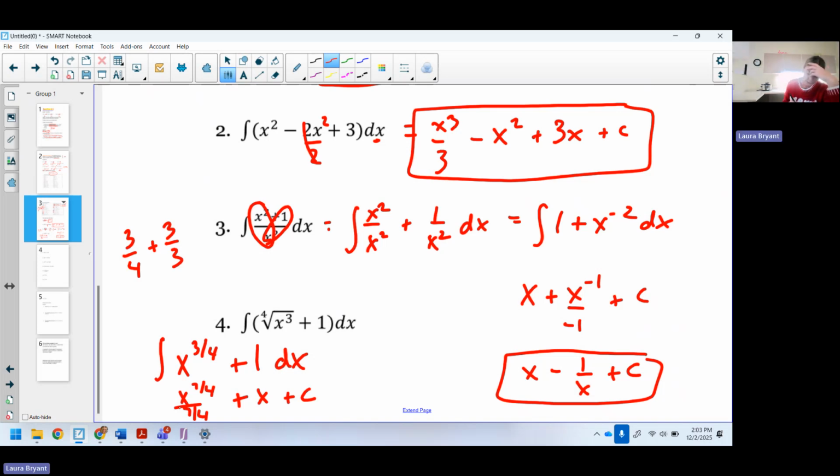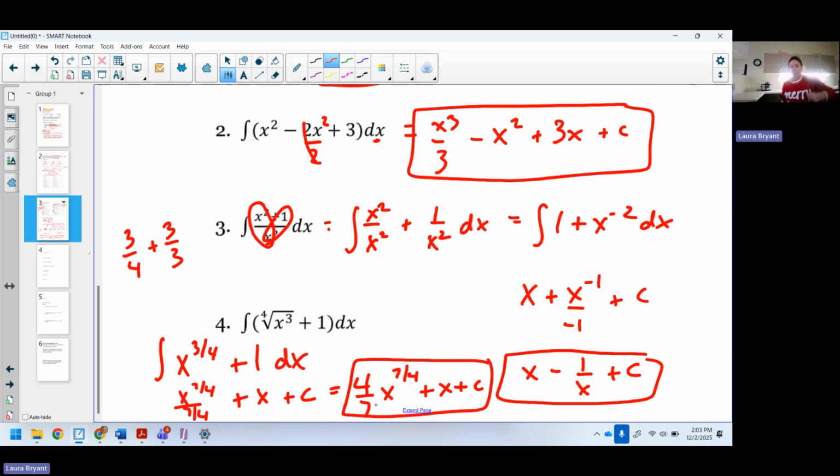And then last on this one, I would reduce this fraction by multiplying by the reciprocal. So this becomes 4/7 x to the 7/4 plus x plus c. So because of dividing by a fraction, it's like a keep change flip. If you want to skip that middle step, you can. You're allowed to go straight to do 7/4 times 4/7.